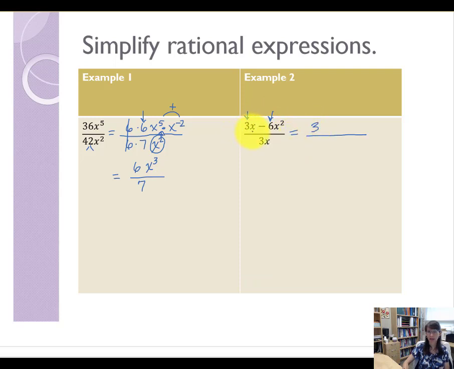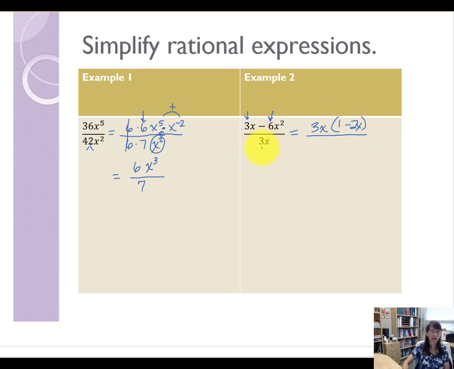Then I would compare the variables, x with x squared. So obviously both of those terms have x. Then to recreate those original terms, we're going to use the distributive property. 3x multiplied by 1 would match 3x. And then 3x multiplied by a negative 2x would match negative 6x squared.